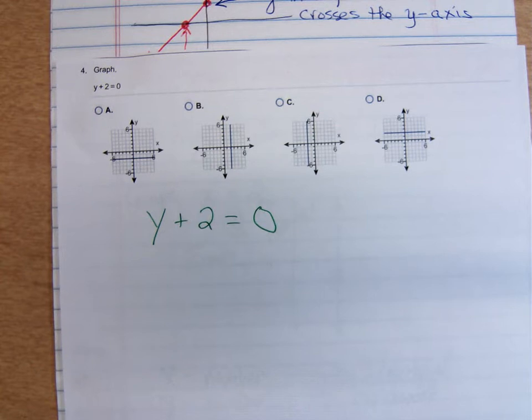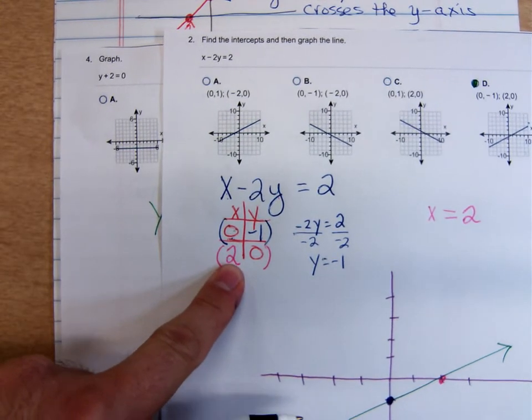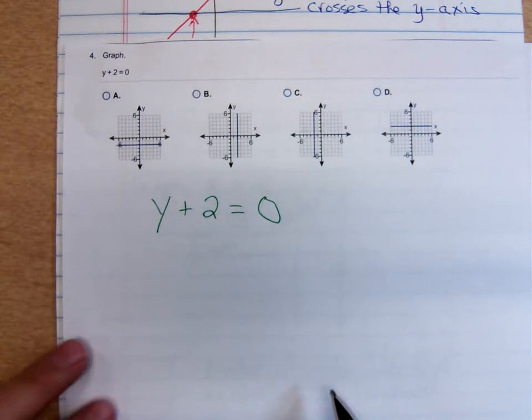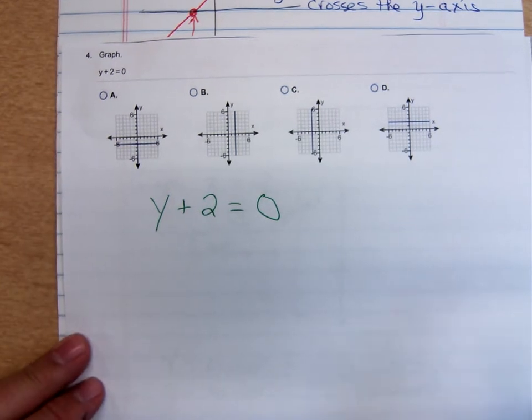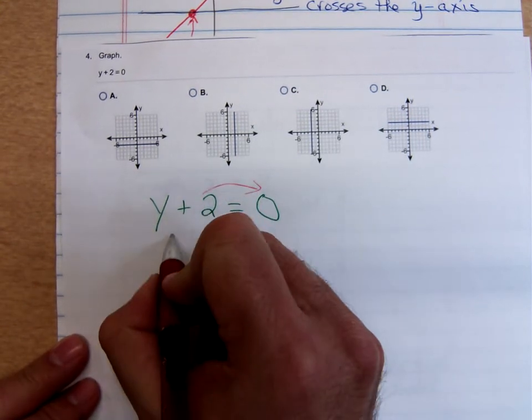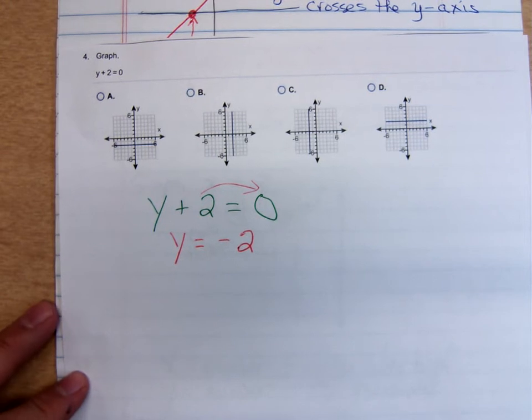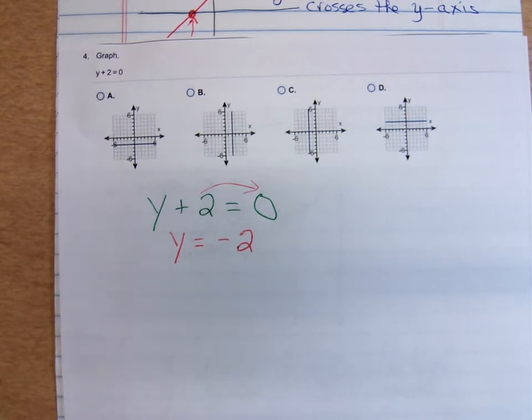Well, it's either a vertical or horizontal line. How do I know that? There's only one variable. If it were x's and y's, it'd be a slanted line. And how would I graph a slanted line? Well, like we did the last time. What am I going to need to do here? I need to move that 2 over and write it in the form y equals. Now I'm ready to decide what the graph looks like.